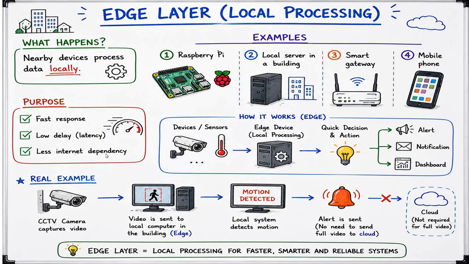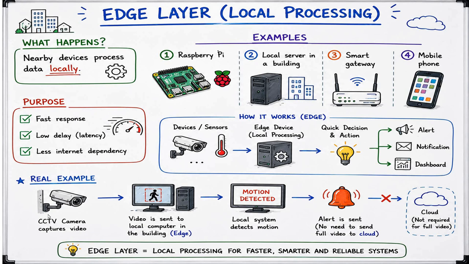Then comes less internet dependency, where the devices can function even with slow internet, and with no internet also in some cases. For example, a smart home system will work locally during an internet outage.